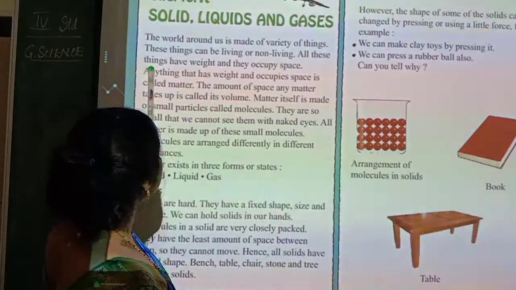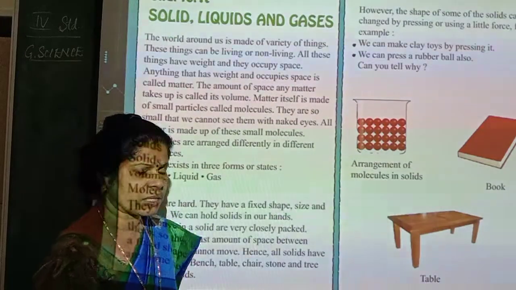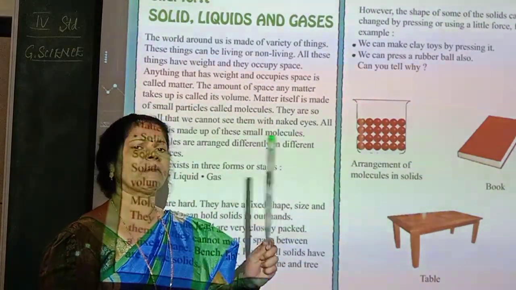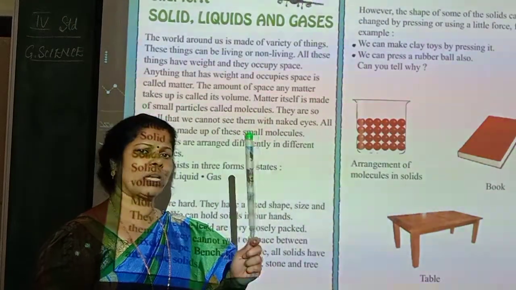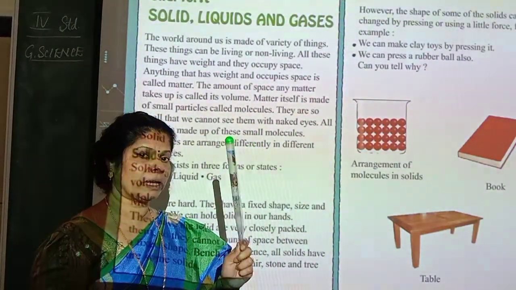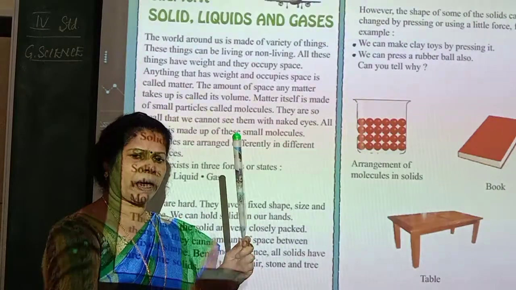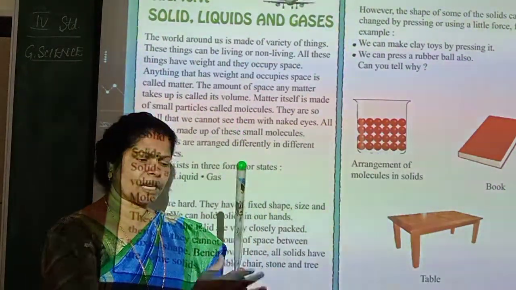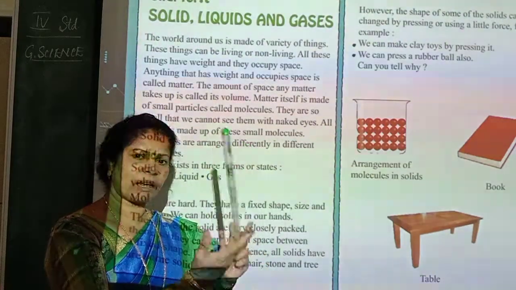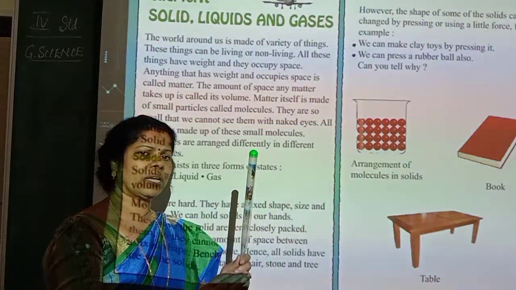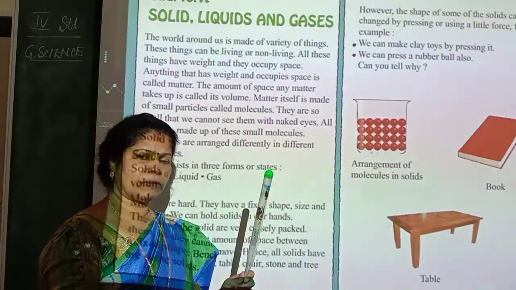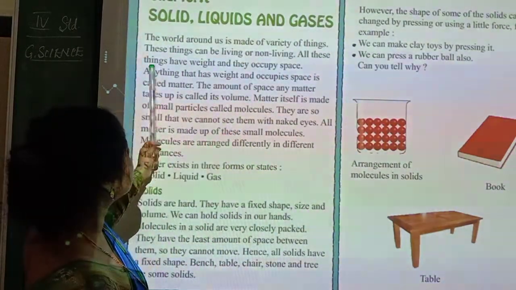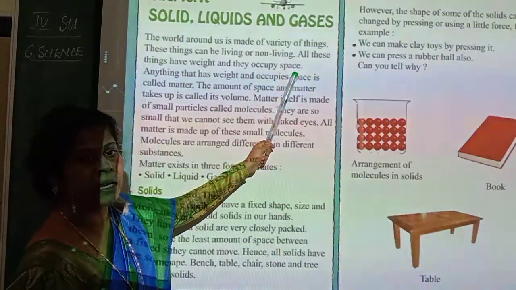So all these things have weight and they occupy space. Let it be living or non-living. Now for example, a stick is there in my hand. What is this? This is non-living. There is no life in it. But what is happening? This is occupying the space here, isn't it? It is occupying the space and it has weight. Okay, it's not heavy, it is light. But still it has got a weight. So any matter which has weight and occupies space.